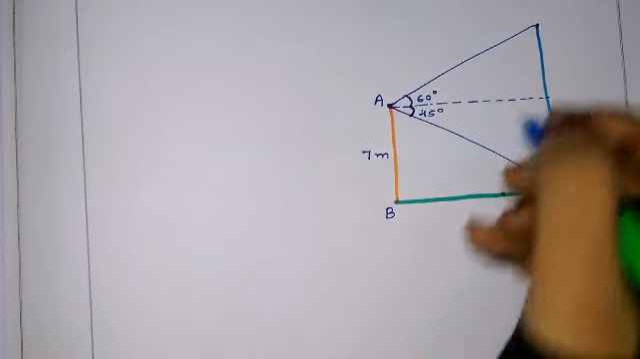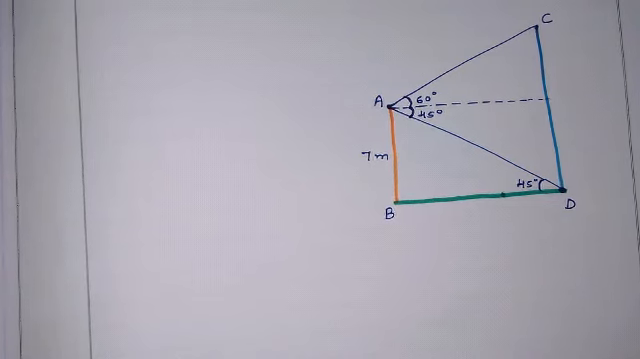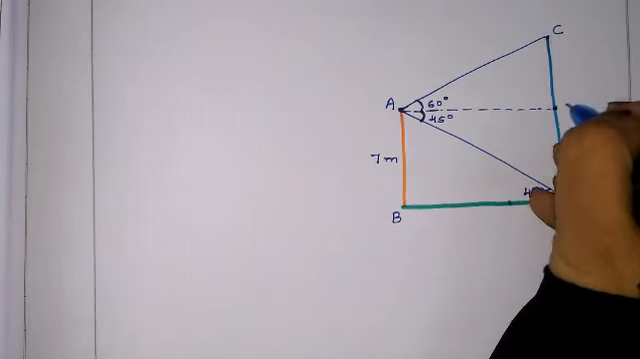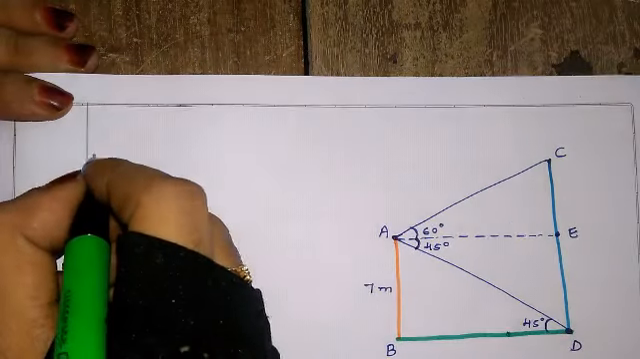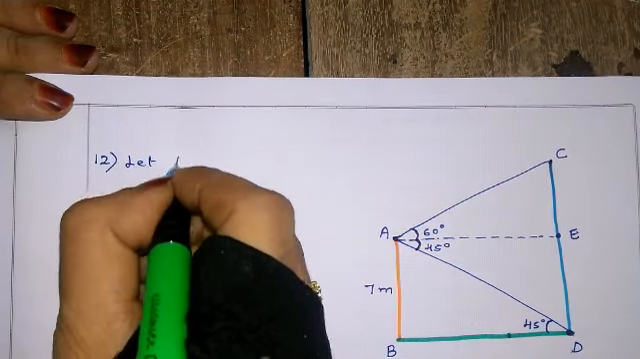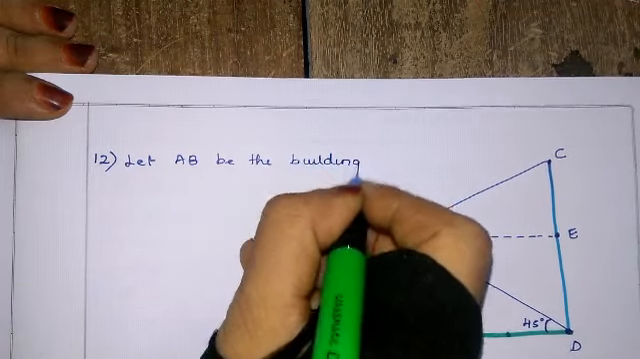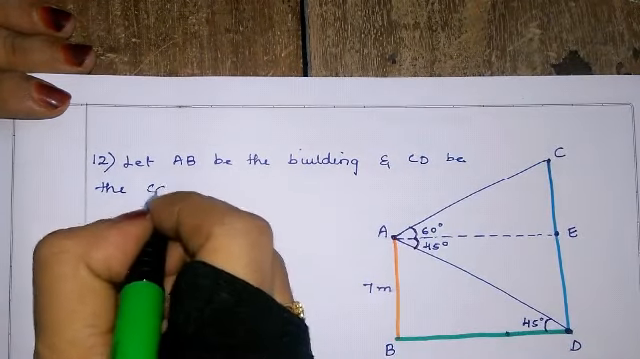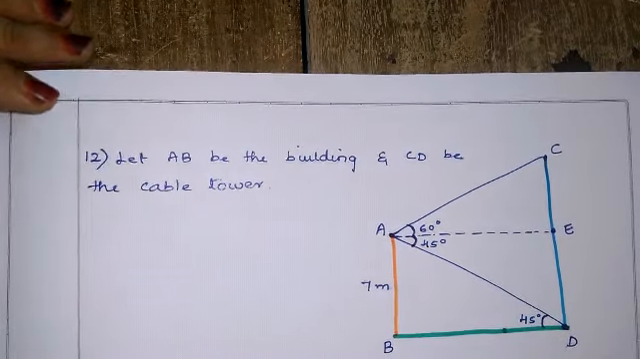And they have told a 7 meter high building. Let us give alphabets now. AB be the building and CD be the cable tower. They have told to find the height of the cable tower. Let me give E as this point. Now let us write: let AB be the building and CD be the cable tower. We need to find CD now, the cable tower.